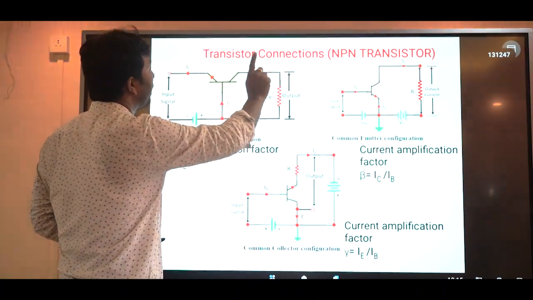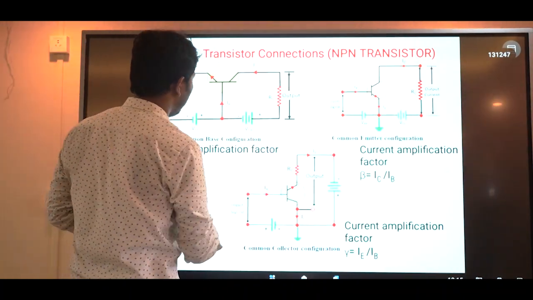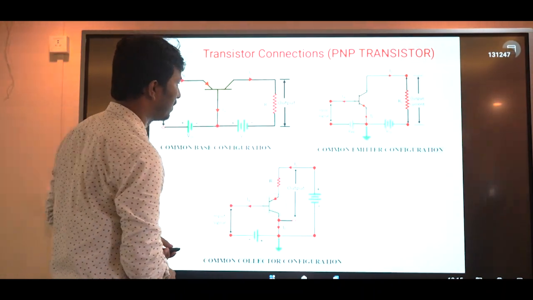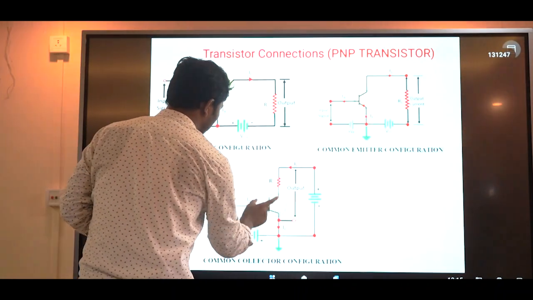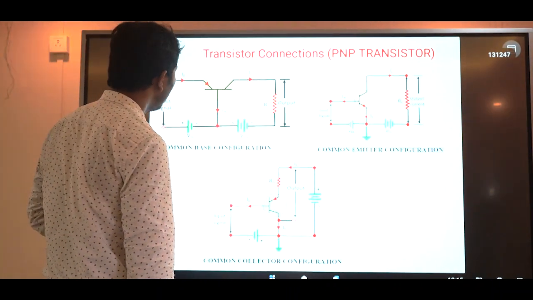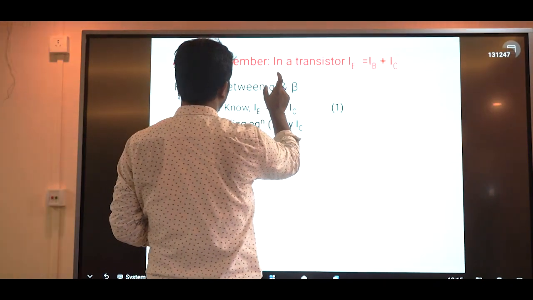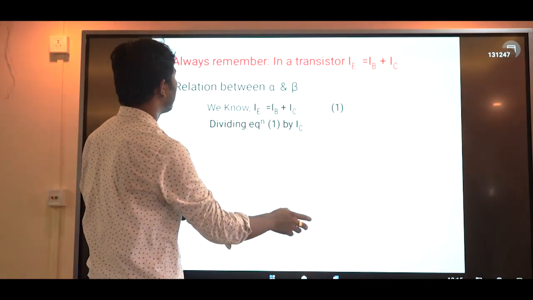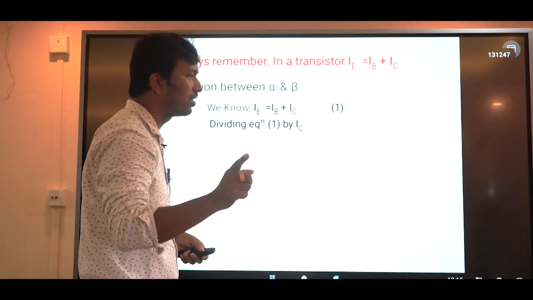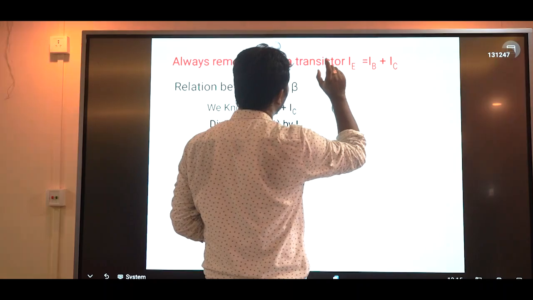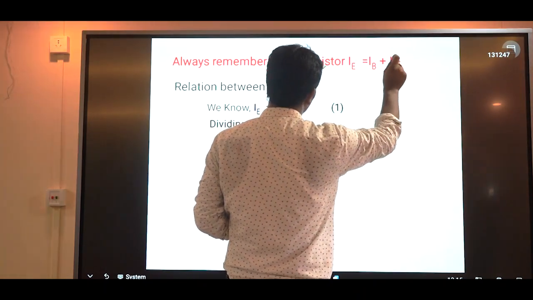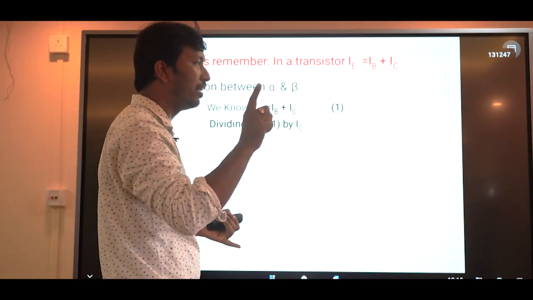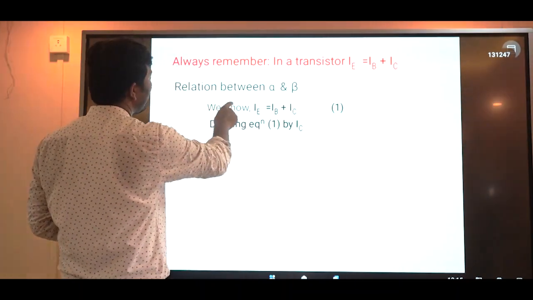These configurations are for NPN transistor only. We can draw this circuit in PNP transistor also. This will be common base configuration, this will be common emitter configuration, this will be common collector configuration. So these alpha, beta and gamma are important factors of a transistor. We can determine the relation between alpha, beta and gamma. For determining the relation, we just need to remember this relation, IE equals IB plus IC. That means base current plus collector current is equal to emitter current. So we can use this equation.